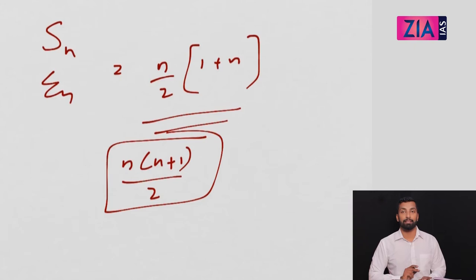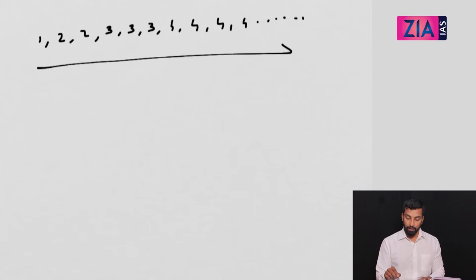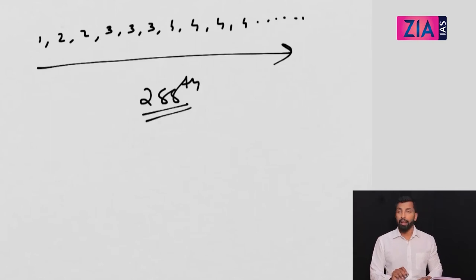Now let's see the questions. I hope you understood about sigma n. I give you a pattern question here. You have a pattern which is given: 1, 2, 2, 3, 3, 3, 4, 4, 4, 4, etc. So you have got a series. You need to find the 288th term.